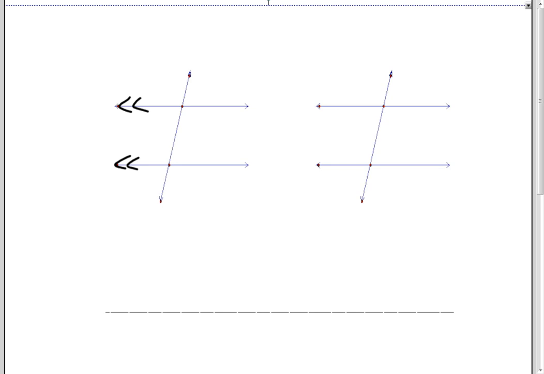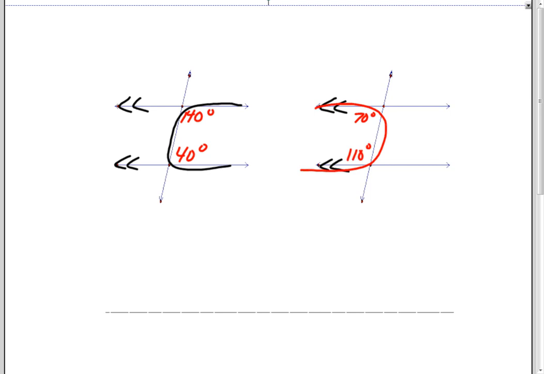Let's put in parallel lines. Things are more useful when we've got the parallel situation. And this time, let's put in this shape. And over here, we'll do it this way. Let's put in some numbers. We'll put 140, 40. Over here, let's put 70 and 110. That's 110.